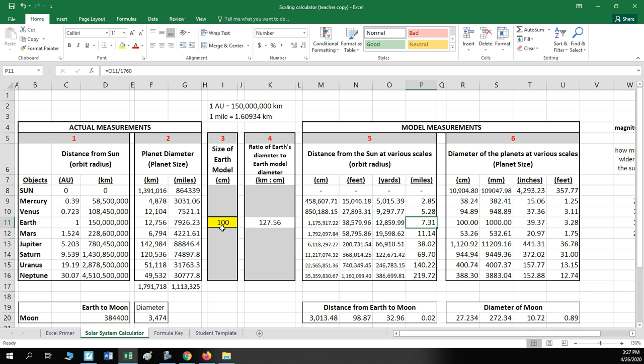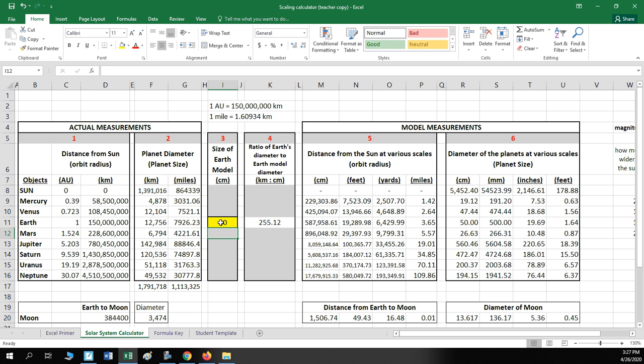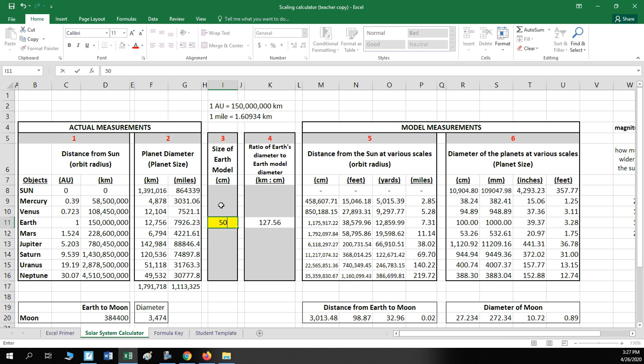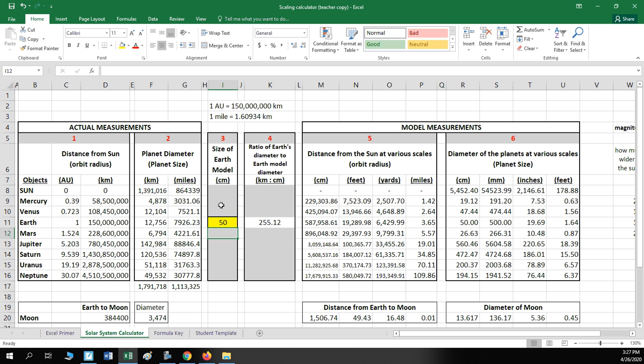So let's change this. Let's go to half a meter. Let's say that we change the size of our Earth to 50 centimeters. And as you've noticed, all that information updated, right? So when you change this number, all of the information in table 5 and table 6 updates because now it's being passed through this kind of unit converter, and it's changing the sizes and the distances of our model.